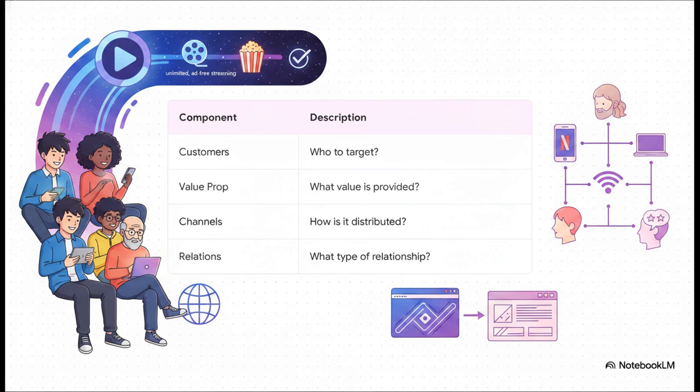When you apply the canvas to Netflix, you just answer those exact component questions. Customer segments? Global consumers who are totally craving on-demand entertainment. Value proposition? Unlimited ad-free streaming. Boom. And how do they actually deliver that value and build customer relationships? Well, through super seamless apps and those highly addictive, totally personalized recommendation algorithms. See, the canvas forces you to define the exact nuts and bolts of value creation.